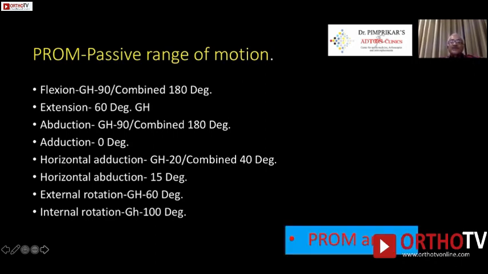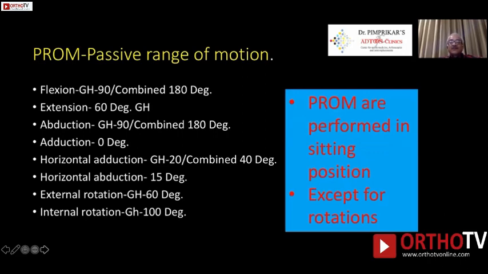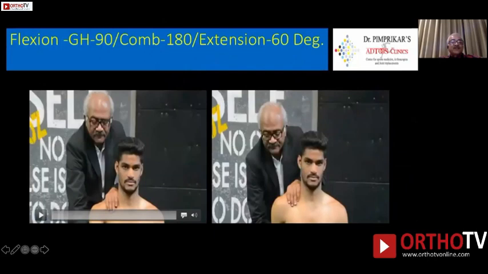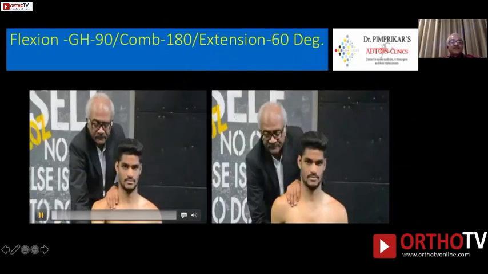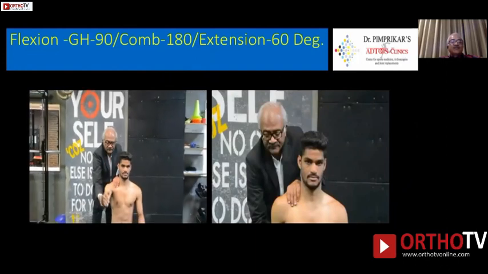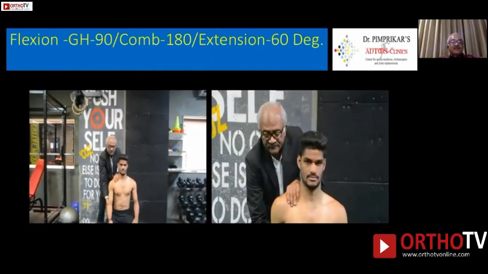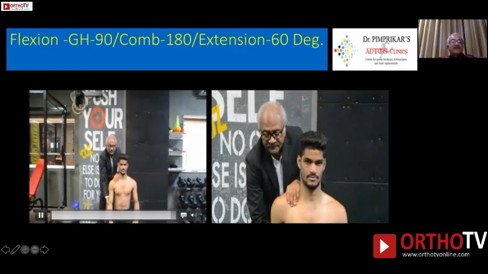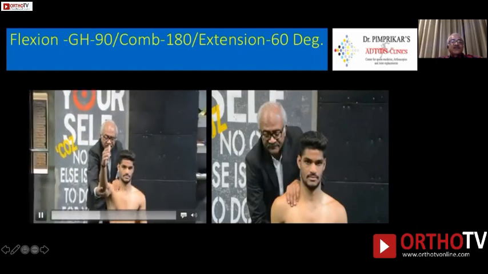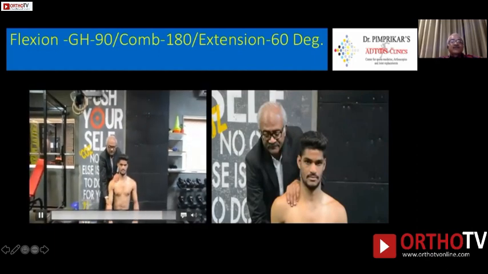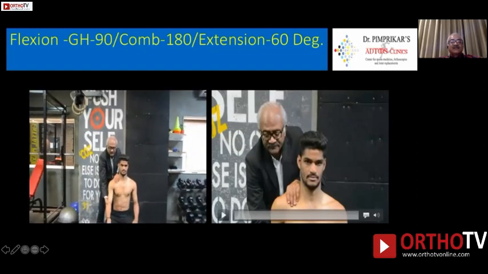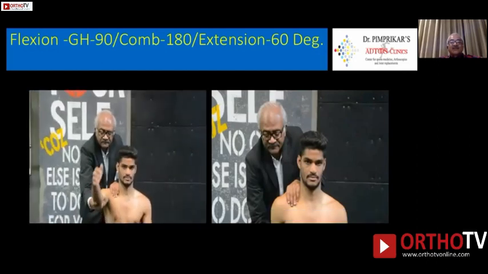Whenever you are doing a passive ROM, most of these tests are performed in sitting position except for rotation. When it comes to flexion, you can see that one hand of the examiner is placed on the clavicle anteriorly and onto the scapula posteriorly. What you're trying to do is avoid the scapulothoracic movement. If you release this hand, the hand can further be elevated to the full range, that is 180 degrees. So the flexion at the glenohumeral joint is 90 degrees and combined flexion is about 180 degrees.